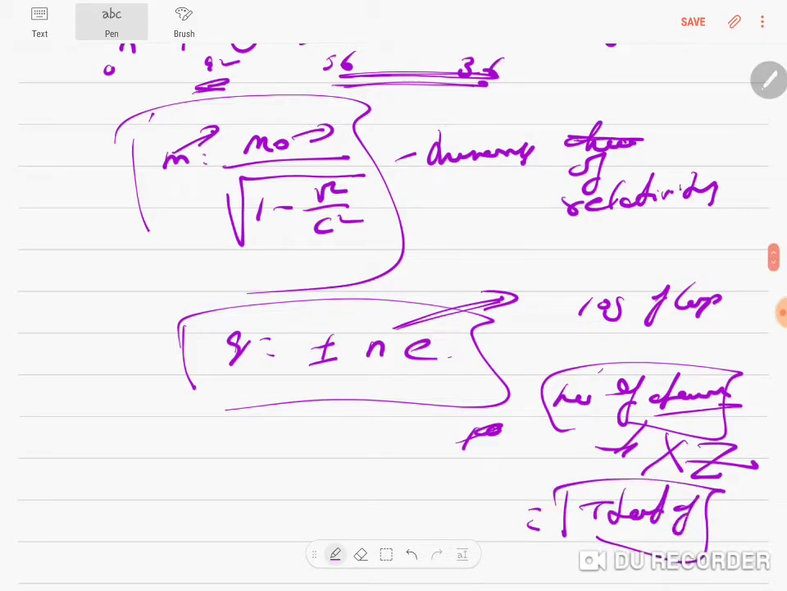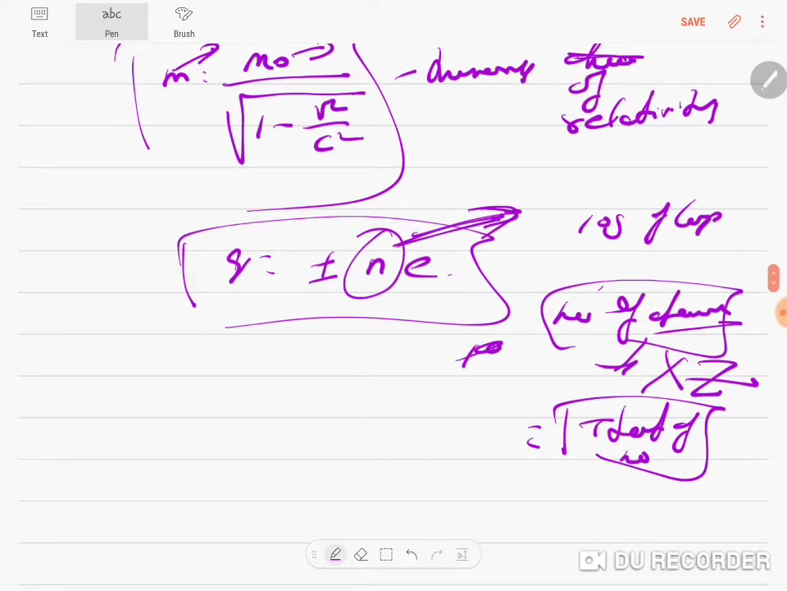I forgot to say this yesterday. I just said number of atoms. This number of charged particles is n. So you have to find the number of atoms, multiply it with Z, which gives you the number of charged particles, and then put it here and multiply it with 1.6 × 10 to the power minus 19, so that you get the total charge present in 10 grams of copper.